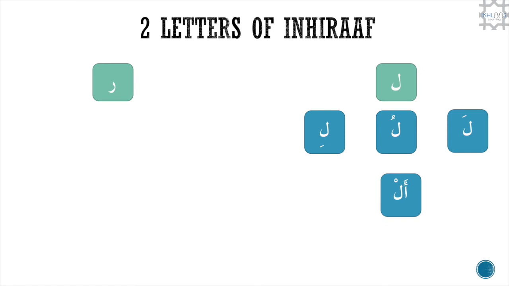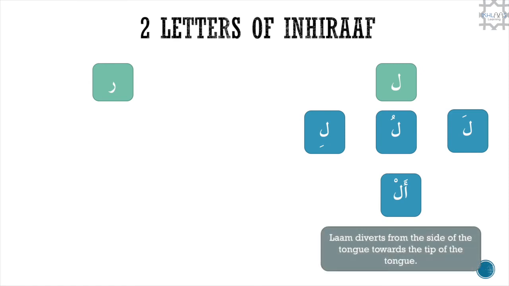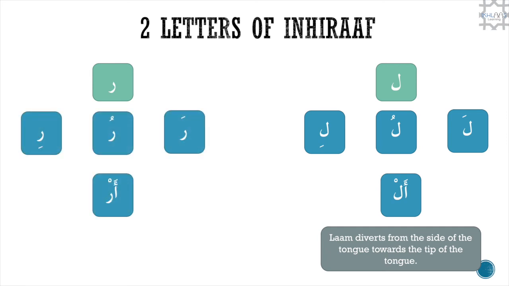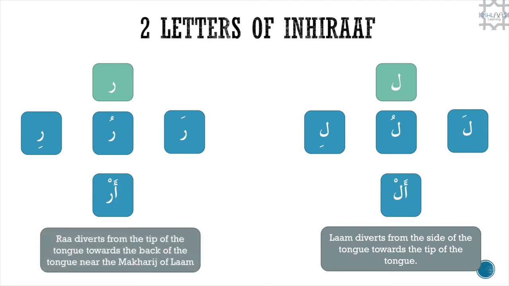La, Lu, Li, Al. The Lam diverts from the side of the tongue towards the tip of the tongue. Ra, Ru, Ri, Ar. The Ra diverts from the tip of the tongue towards the back of the tongue near the makharij of the letter Lam.